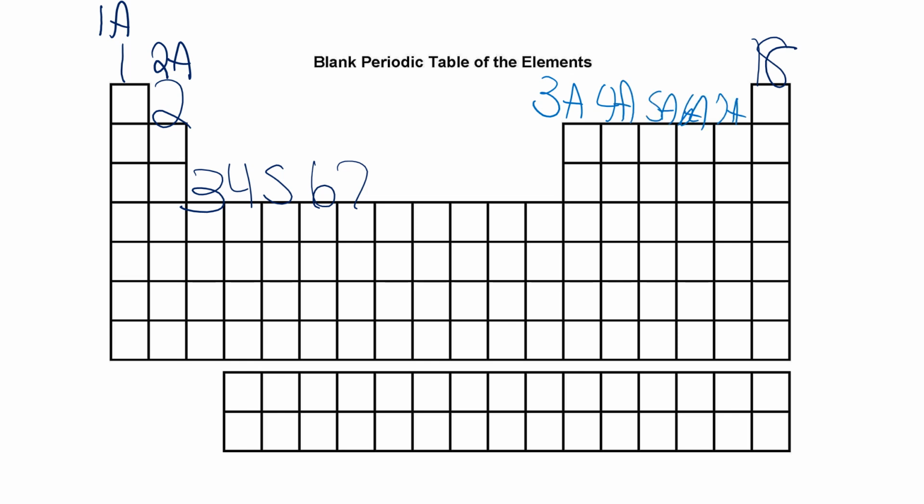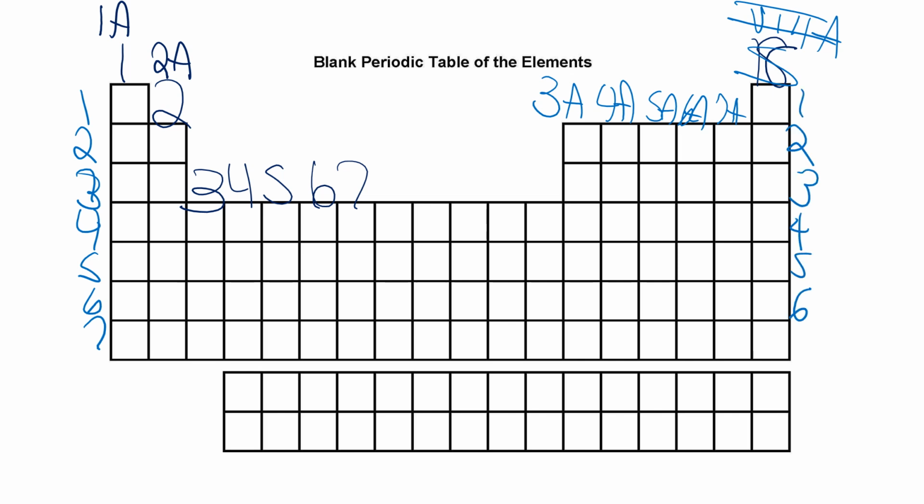It's just a matter of being able to reference different families and so forth. And we have periods 1 through 7. Periods are across. Sometimes I like to write them on the right because it's like a sentence.